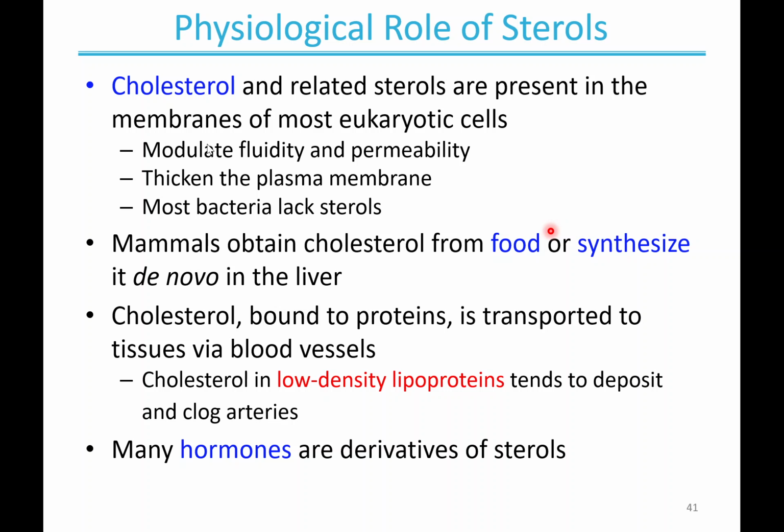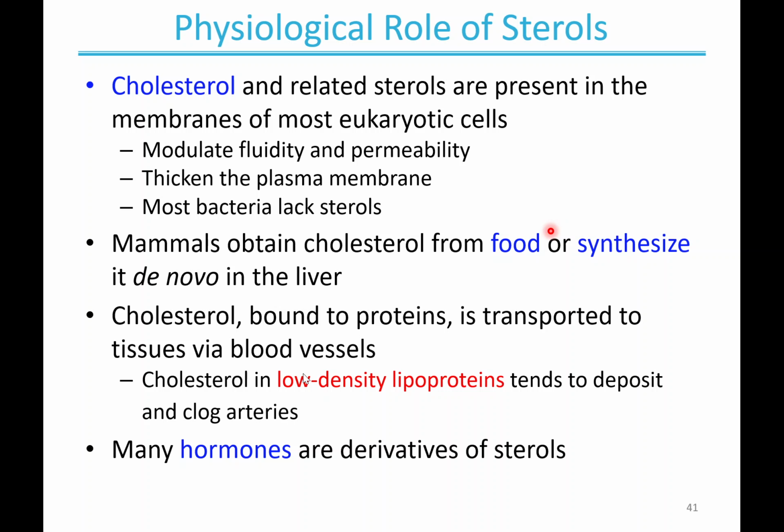What cholesterol does when it's in the membrane is it modulates the fluidity and the permeability of that membrane. Okay, it can thicken the plasma membrane, and most bacteria lack sterols. They can't produce sterols. Right. Mammals obtain cholesterol either from food, or they can synthesize their own in the liver. Okay, cholesterol moves around in the body, not freely generally, but when it's bound to proteins.